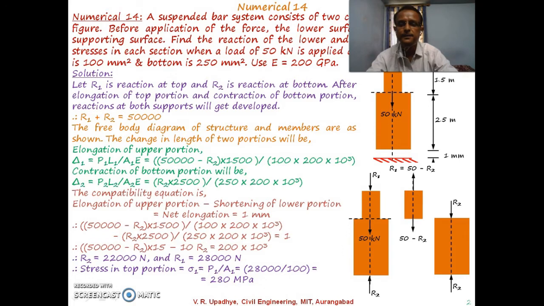So similarly we can calculate the stress getting developed in bottom portion, as stress in bottom portion equal to R2 divided by A2. So we have a reaction at bottom as 22,000 Newton. So 22,000 divided by 250 millimeter square, its area of cross section. It gives us stress in bottom portion as 88 megapascal.